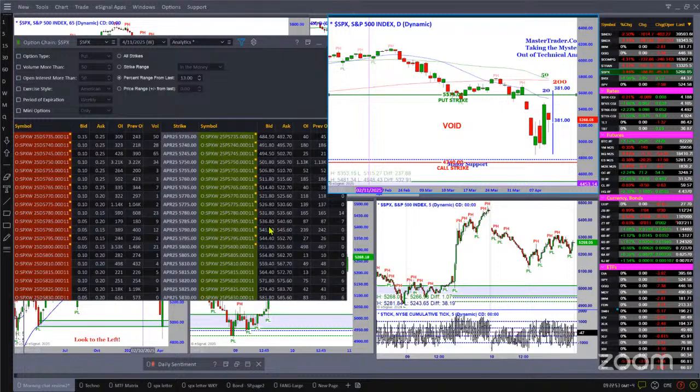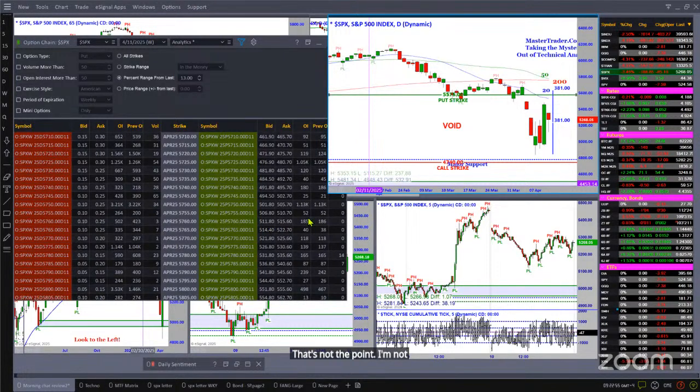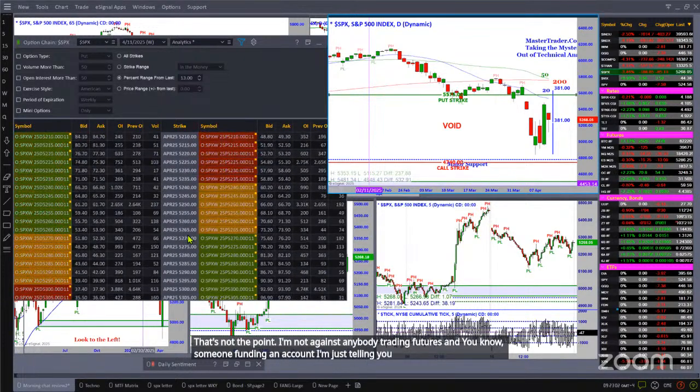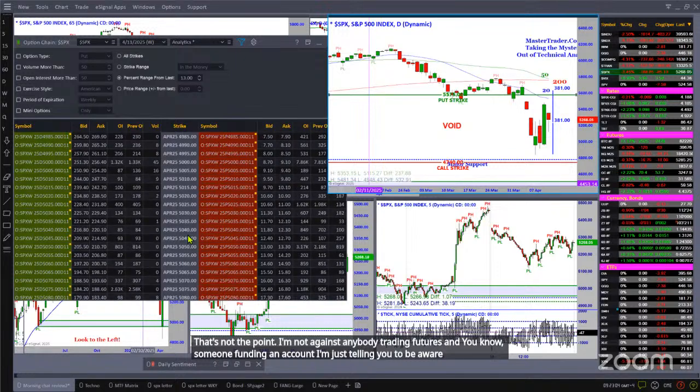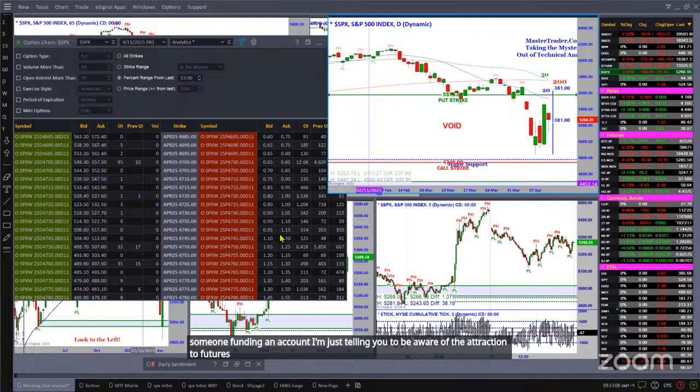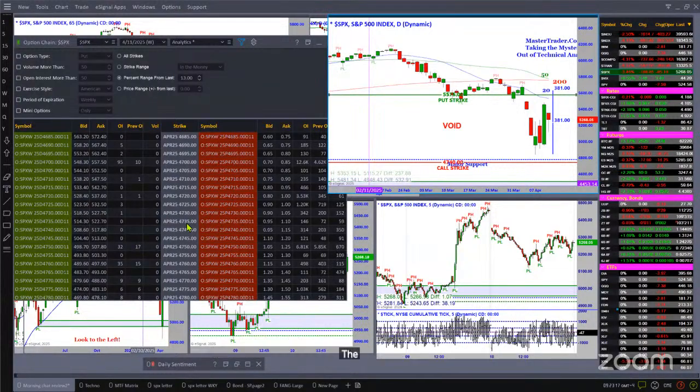I'm not against anybody trading futures and someone funding an account. I'm just telling you to be aware of the attraction to futures, and that the ranges have expanded so much that the risk that you have to take to just place the trade at a reasonable stop.